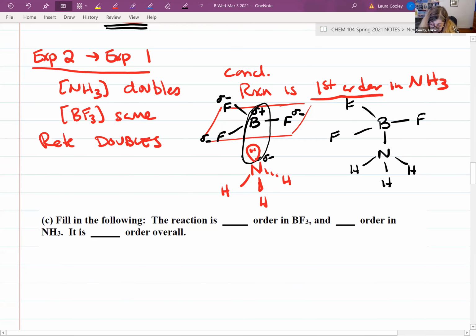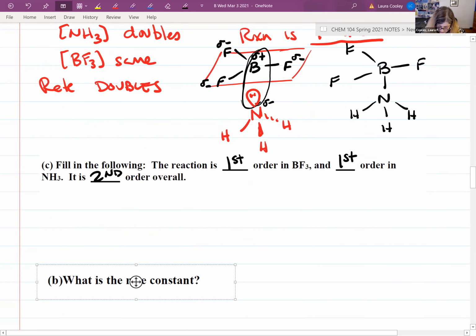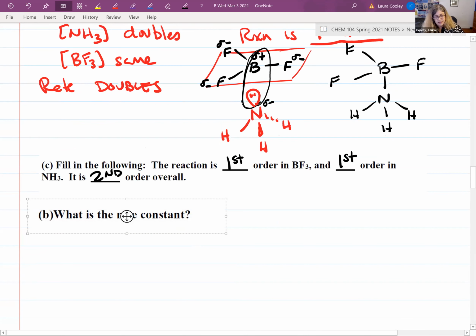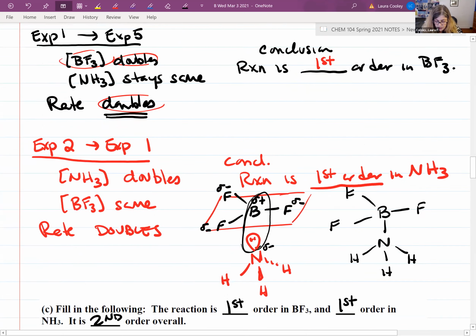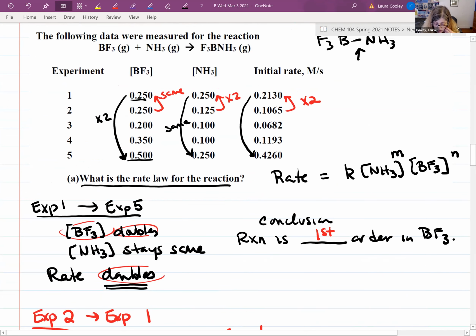So fill in the following. The reaction is first order in BF3. It's first order in ammonia and second order overall, okay? And now we are going to find the rate constant. How do we find the rate constant? Well, you can go back and you could take data from any one of those experiments. I usually pick the easiest one.